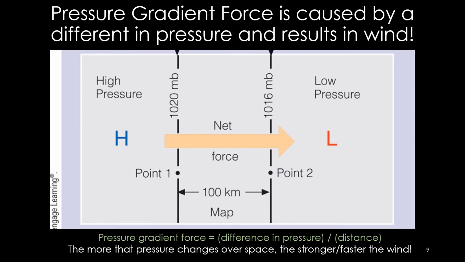So the pressure gradient force is the movement of air because of a difference in pressure. And this movement of air is what results in wind. We know on the surface our air is moving from high to low pressure. And as you can see on the image here, that's what's happening. It's moving from this high pressure on the left, 120 millibars, over to low pressure on the right, 1016 millibars. And how strong the pressure gradient force is depends on how strong of a difference in pressure you have over the distance you're covering. So the more that pressure changes over space, the stronger or faster the wind will be.